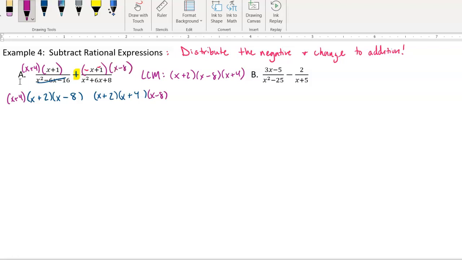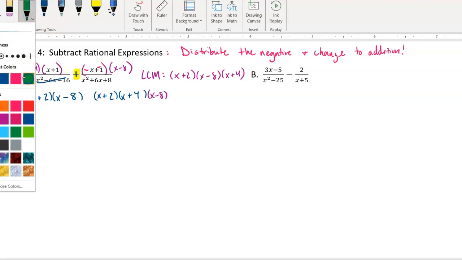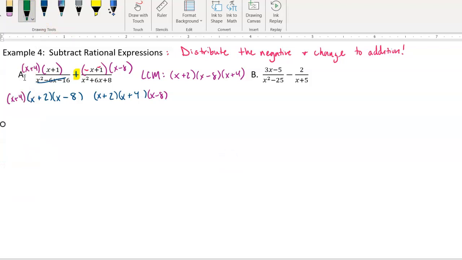All right, so we know our denominator, it's going to be x plus 2, it's going to be x minus 8, x plus 4. Now in our numerator, we're going to distribute the x through and the 4 through for that first set. So that would become x squared. 1 times x is just 1x or x. Then distribute the 4 through, so we get 4x plus 4.